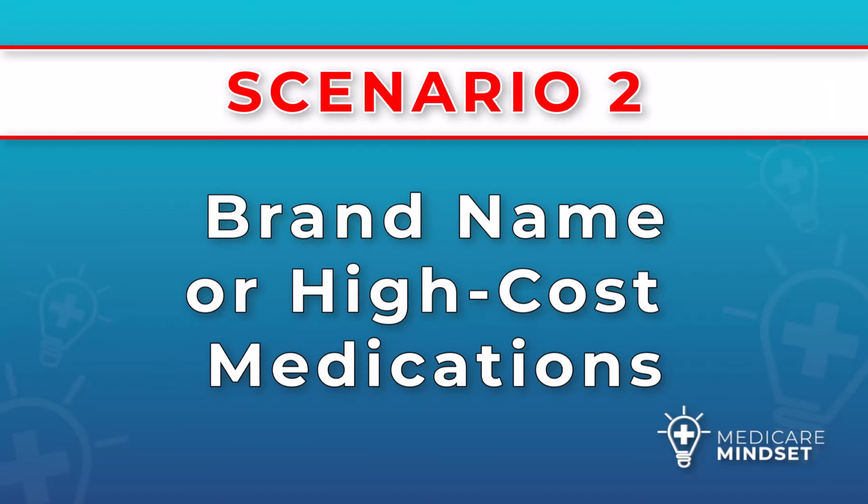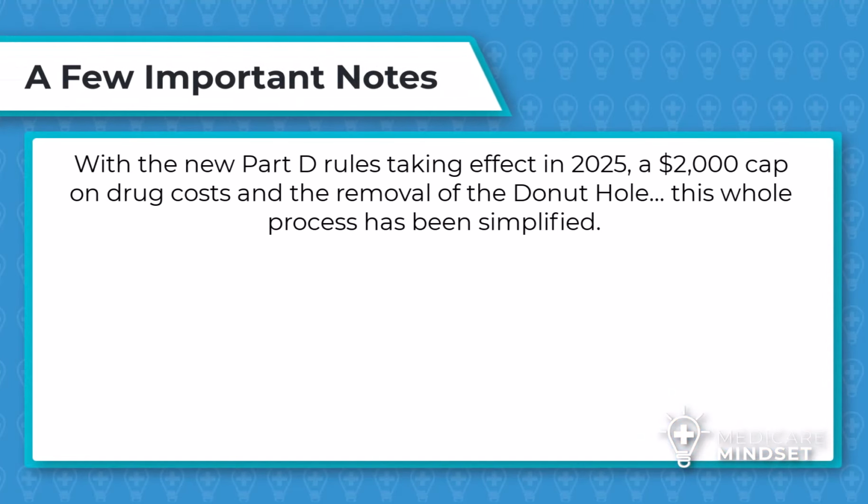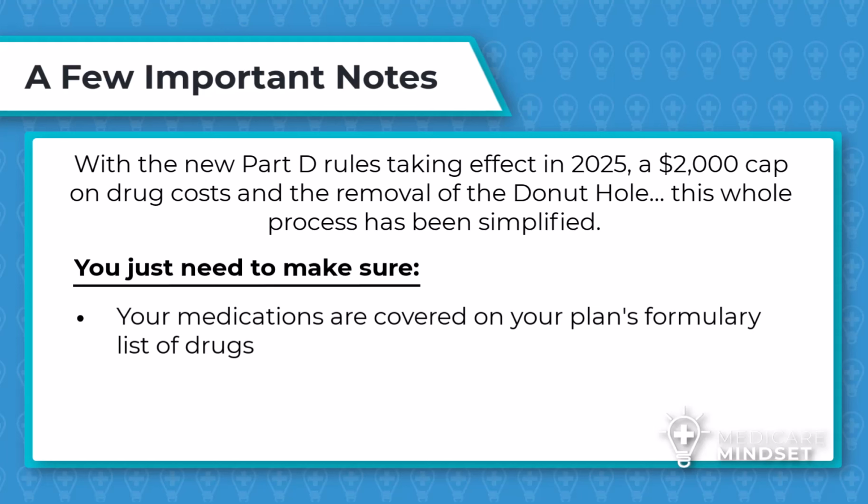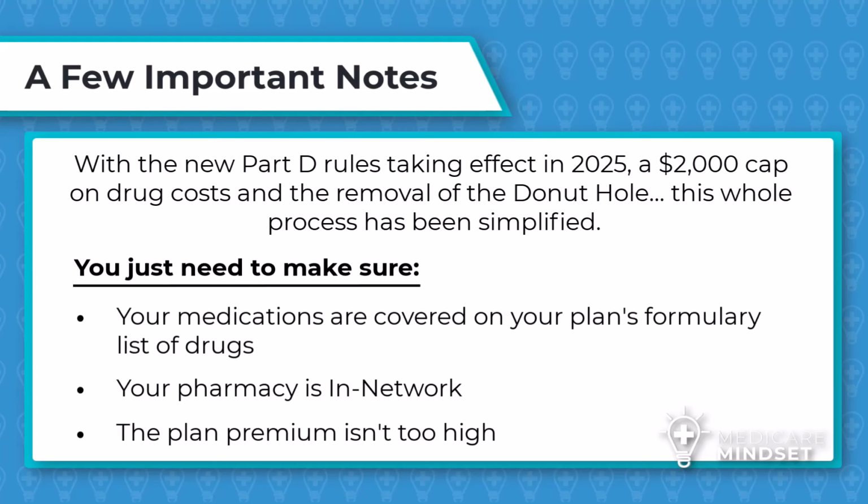Now we're going to pivot to the second scenario. Someone who's taking some brand name drugs. We're going to see how that impacts the analysis in the plan choices. But real quick, with the new Part D rules taking effect in 2025, a $2,000 cap on drug costs, and the removal of the donut hole, this whole process has been simplified. You really just need to make sure your medications are covered on your plan's formulary list of drugs, your pharmacy is in network, and hopefully the plan premium isn't too high.